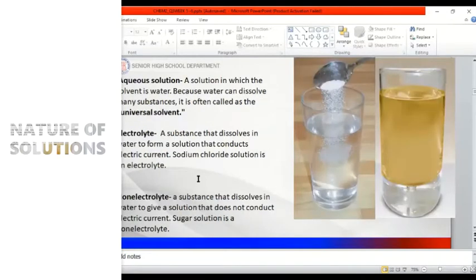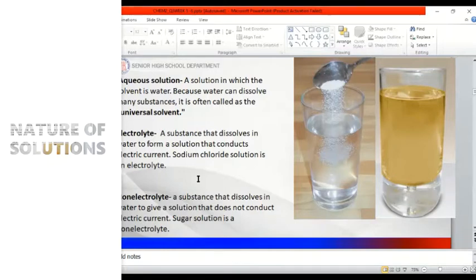So what about aqueous solution? When you say aqueous solution, it's a solution in which the mostly used solvent is water. So kaya tawag siyang aqueous solution. Because water can dissolve many substances, it is called the universal solvent. So most of our solutions are water, or mostly the solvent used is water. We call that an aqueous solution.